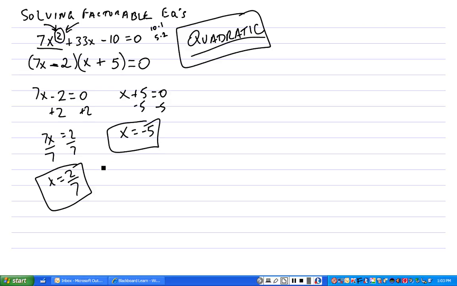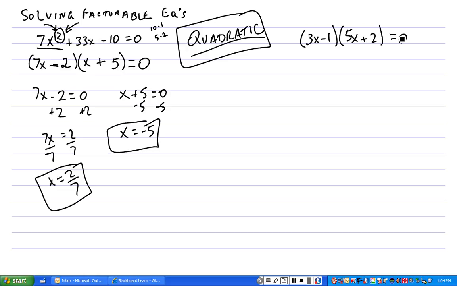Alright? So now, let's look at a problem like this. So we have 3x minus 1, and we have 5x plus 2 set equal to 0. Alright?